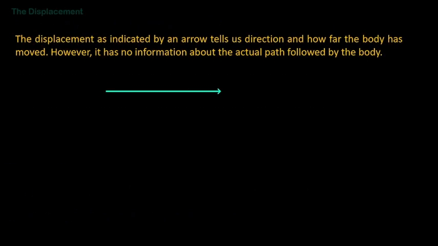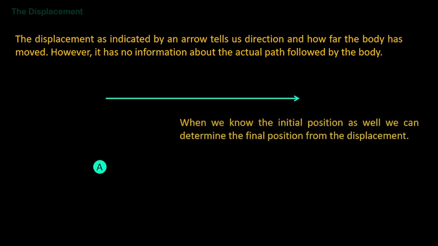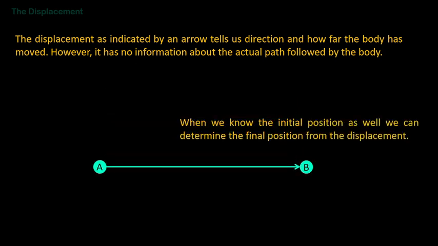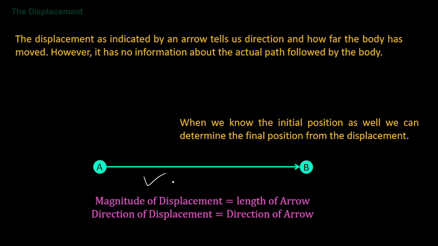The displacement as indicated by an arrow tells us direction and how far the body has moved. However, it has no information about the actual path followed by the body. Neither does it have any information about initial position or final position. It only represents how far it has moved and the direction of motion. When we know the initial position as well, we can determine the final position from the displacement. Magnitude of displacement is the length of arrow and the direction of displacement is the direction of arrow.